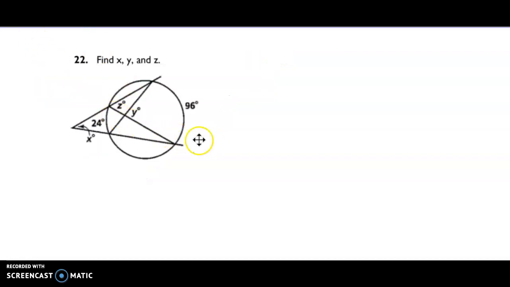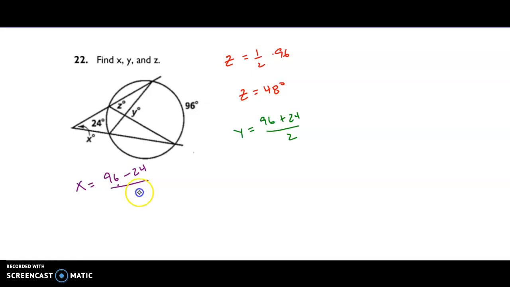And the last one I'm going to go over here. Lot to cover. I'm going to start with Z, because Z is an inscribed angle and 96 is the intercepted arc. So Z is going to be half of 96, so that's 48. Then for the Y, this angle inside the circle, Y is going to be the major intercepted arc, 96, plus the minor arc, 24, and then half of that, whatever that is. And then for X, we're going to use the same major and minor: 96 minus 24 this time, divided by 2.